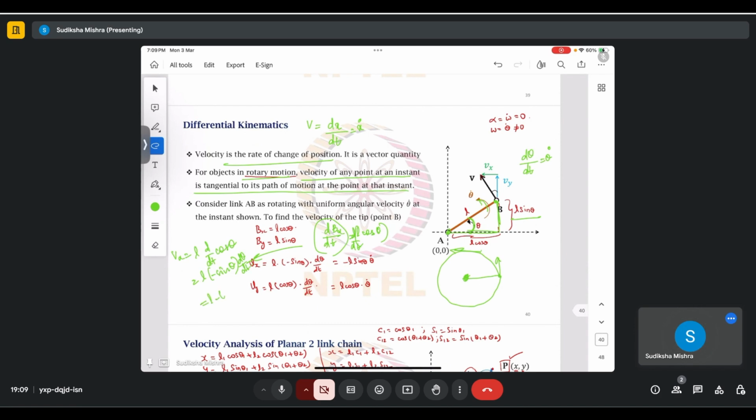Vx is L minus sine theta, theta dot. Vy is L d by dt of sine theta, L into cos theta, theta dot. So this is how you can describe the velocity of a point B if A is fixed.